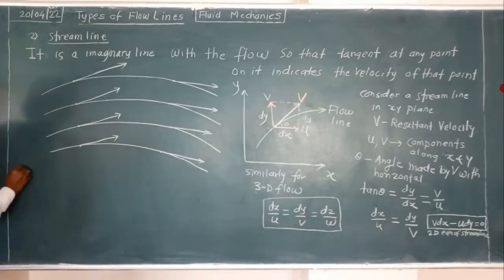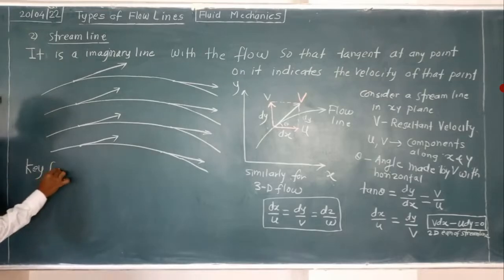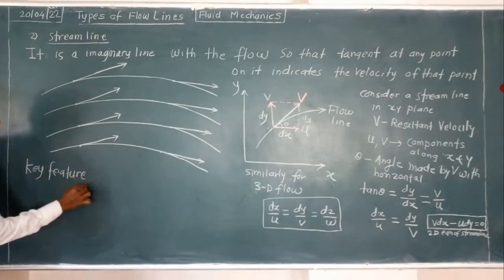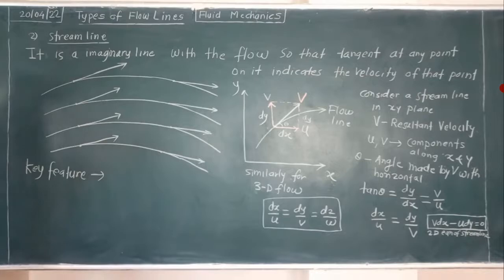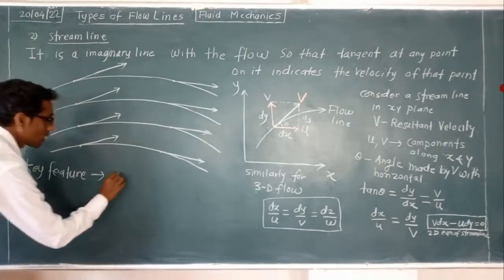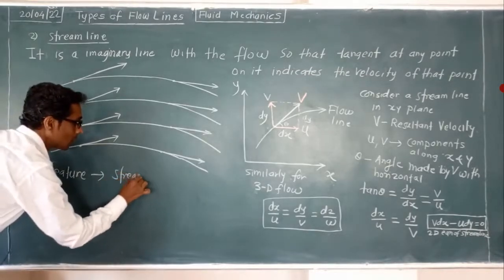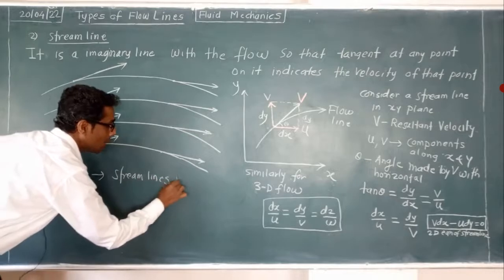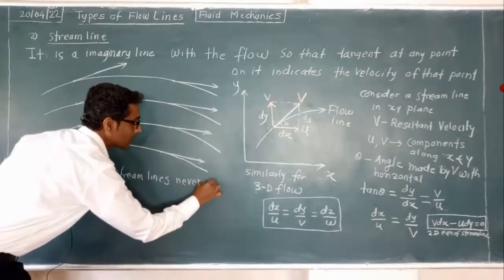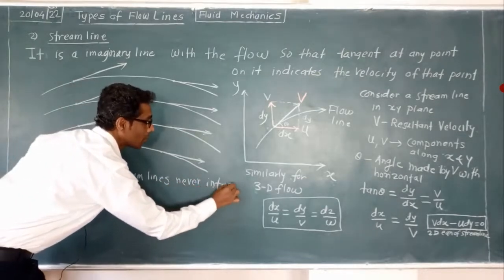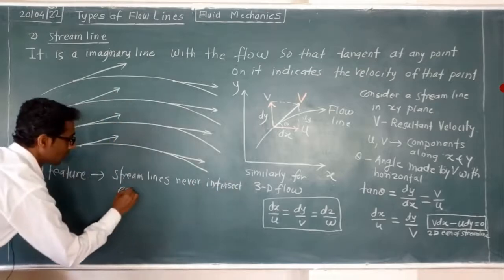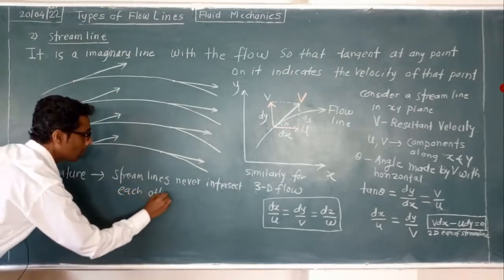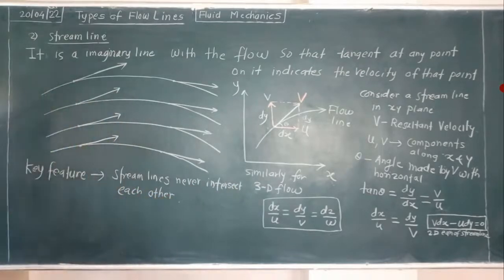Now there is a special feature or key feature. Key means unique feature of the streamline. That is what? Streamlines never intersect, means cross, each other. This is a key feature or unique feature of the streamline.